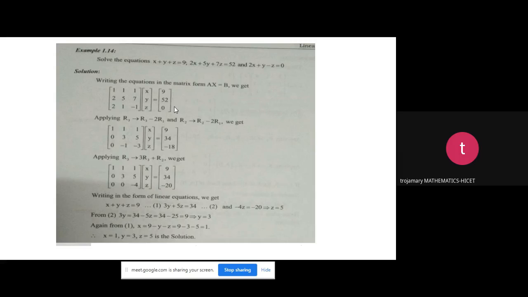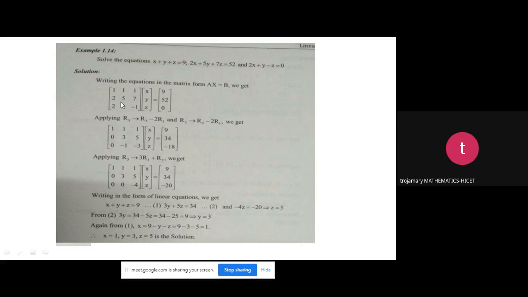So in that Cramer's rule method also, we can easily find the value of x, y, z, a system of three linear equations in three variables, right? Similarly, with the augmented matrix method, we can easily find the solution, okay? This is the method to solve a system of linear equations using the augmented matrix method. Now listen, first we write the given equations in matrix form, Ax equal to b. So just fill in the coefficients 1, 1, 1, 2, 5, 7, 2, 1, minus 1 into x, y, z equal to 9, 52, 0.